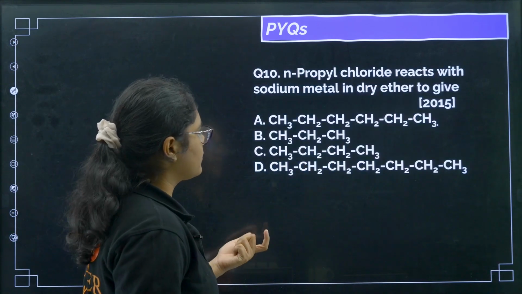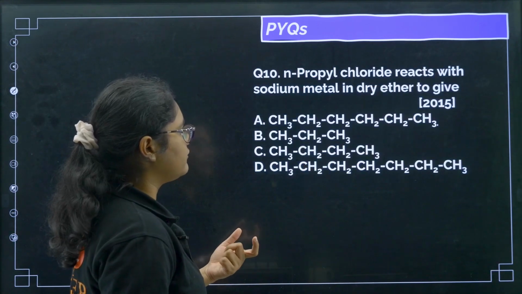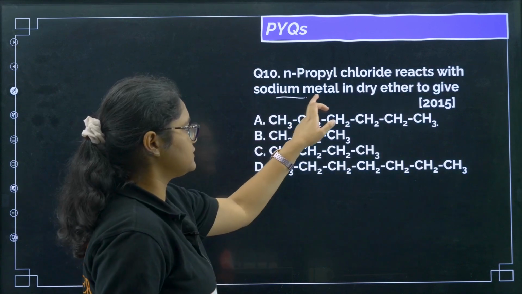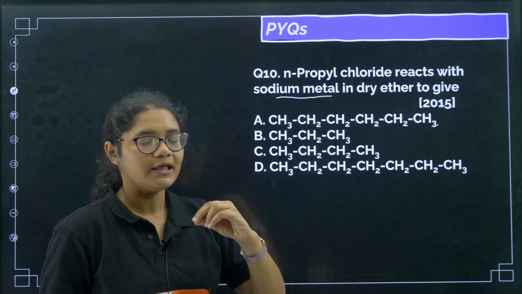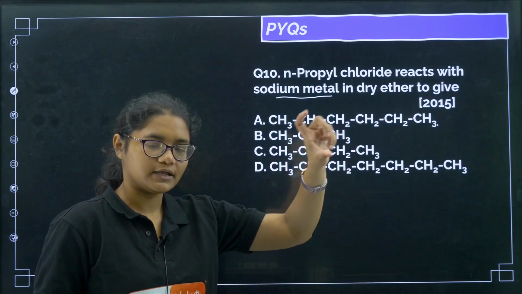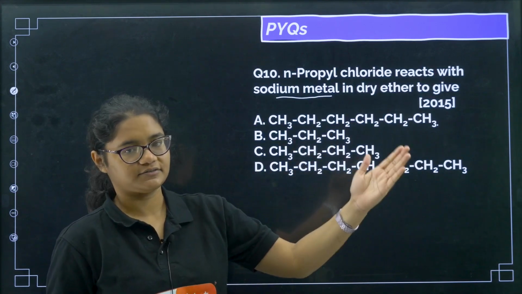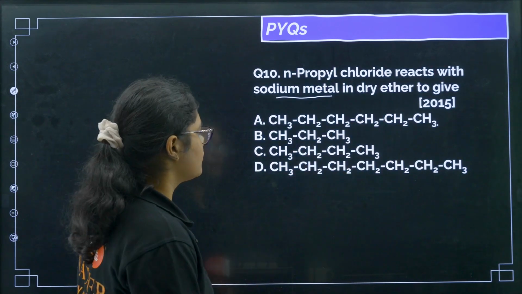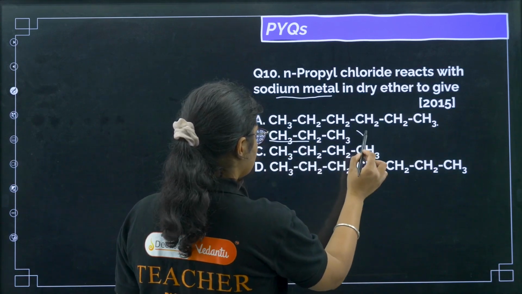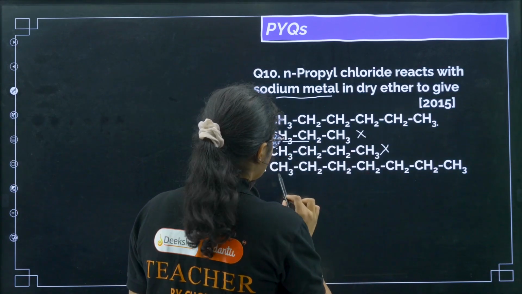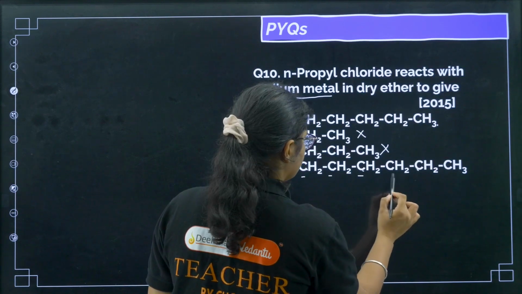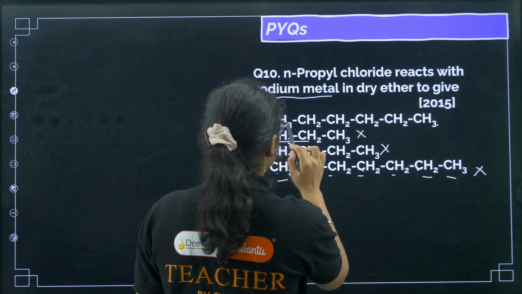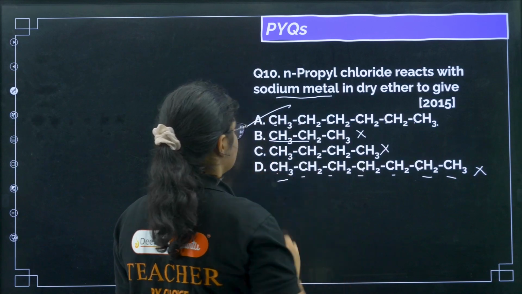Next, n-propyl chloride reacts with sodium metal in dry ether to give you... So this is nothing but your Wurtz reaction, n-propyl chloride, right? I am telling you how to solve it without working it out fully. n-propyl means 3 carbons are in one line, so 3 plus 3, you will get 6 carbons in one line. So here you see 3 carbons, eliminate. 4 carbons, eliminate. 1, 2, 3, 4, 5, 6, 7, eliminate. 1, 2, 3, 4, 5, 6, option number A.